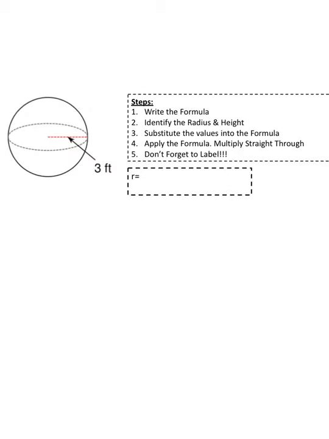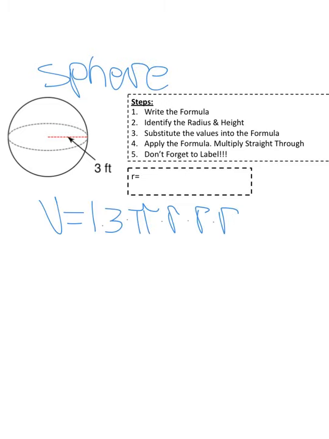So step 1, we need to write the formula. So first I need to look at my shape and see what type of 3D shape I'm dealing with. And as I can tell, this is a sphere. So I need to make sure that I'm using the formula of a sphere. So the formula for volume of a sphere is 1.3 times pi times r times r times r. So step 1 is done.